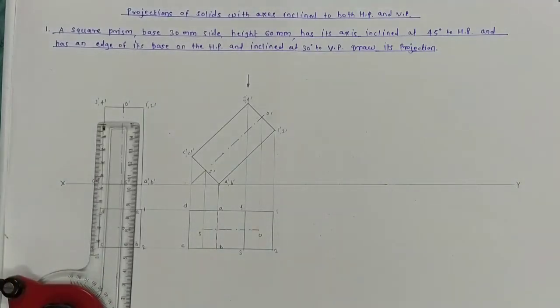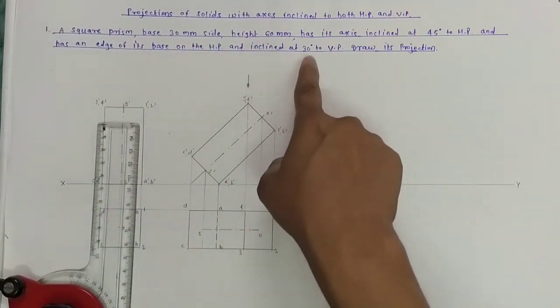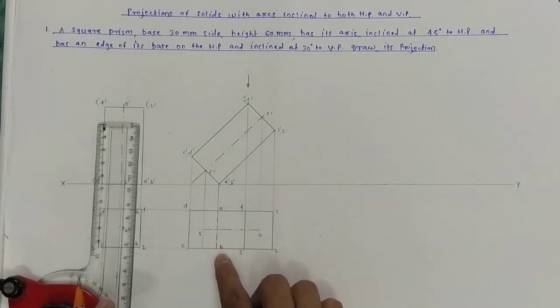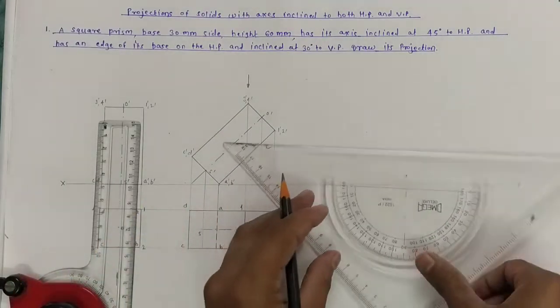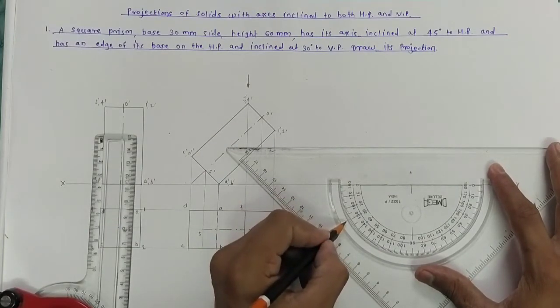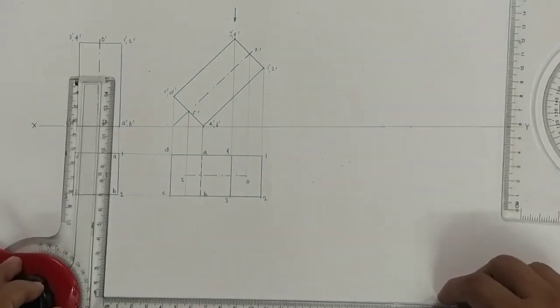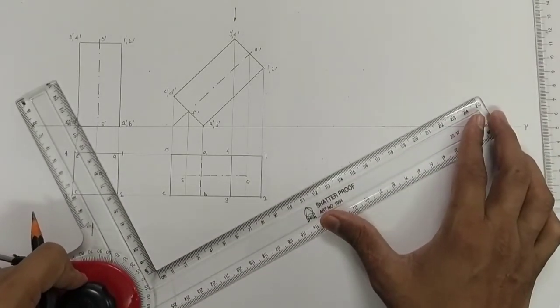Now in the final position, an edge of the base on HP is inclined at 30 degrees to VP. It means that this edge of the base resting on HP is inclined at 30 degrees to VP. It means that you want to change the top view of the object in the final condition. So take one point and from this point draw a line at an angle of 30 degrees. Here the base is not changed, so there is no need to find out beta. So draw this line at an angle of 30 degrees and relocate the top view of the object.